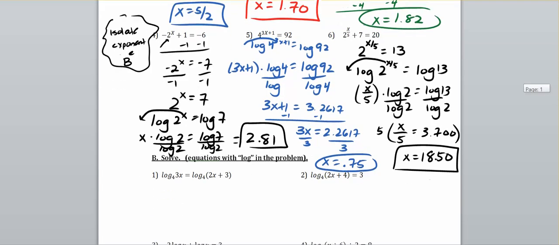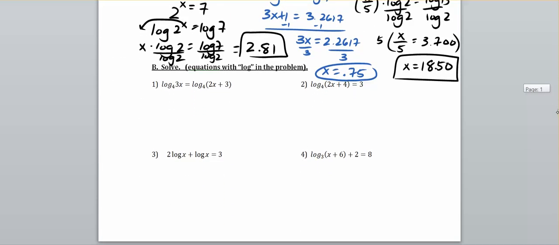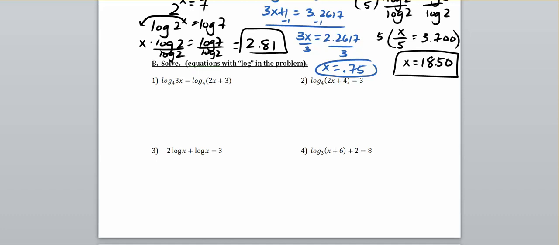That's one of the biggest keys. All right. The second part we're going to do, part B, is we're going to solve equations with logs already in the problem. And kind of what we talked about before with logs is if we can get rid of the logs, it makes it a lot easier on us to solve. All right, so number 1 is kind of a special case.